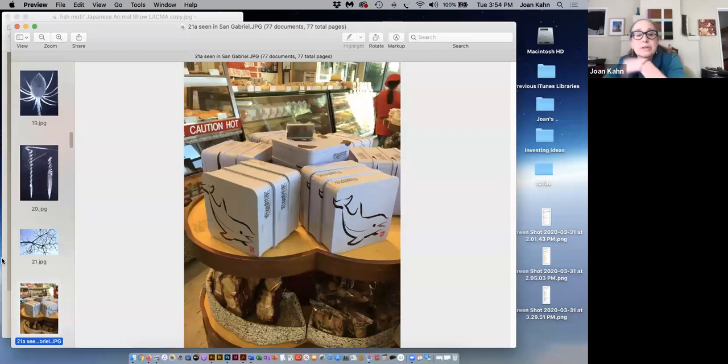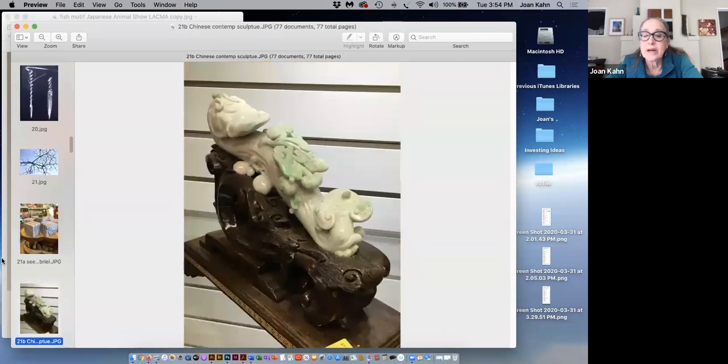And I went down into San Gabriel and I saw this drawing of a porpoise on whatever boxes these are in a store. Right next to that store was another one where they had these carvings in jade. And I'm sure you all have seen them before. But to me, these shapes were really interesting and they could be included in a motif that you design.